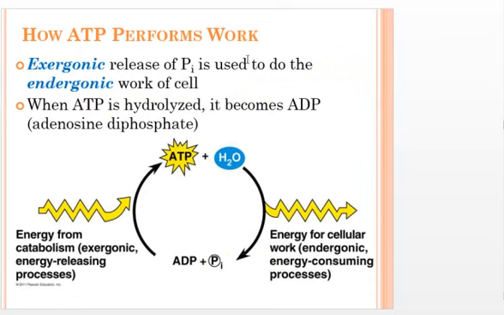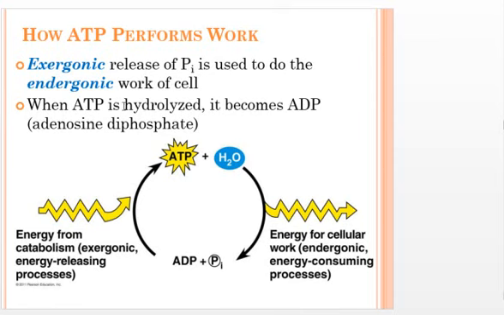Let's take a look here. So ATP performs work in organisms by releasing a phosphate group. That's what's referred to here as Pi. That's a release of a phosphate group. And that's used to do endergonic work. So basically, that phosphate is going to come in and it's going to attach somewhere. And we'll talk about some specific examples of this a little bit later.